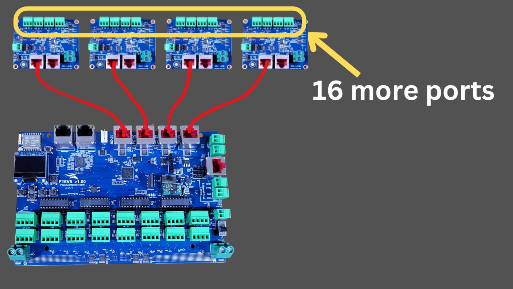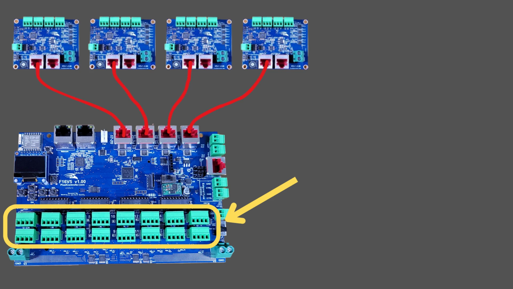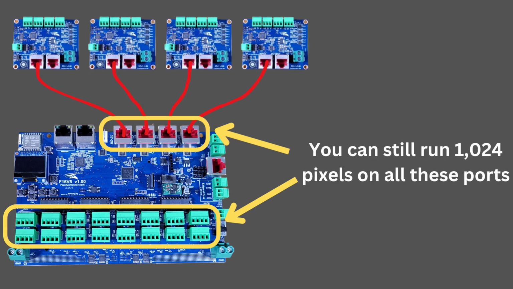Now, if you were to attach a receiver to each receiver output that acts like the differential expansion connected to the board, those would give you another 16 ports, and the other 16,384 pixels you could run on those ports. Meaning you can have all of these ports and a receiver attached to each output and still run 1,024 pixels on all of these ports. So there actually is no pixel port sharing on this controller. The only time you do that is if you have multiple receivers on a chain.